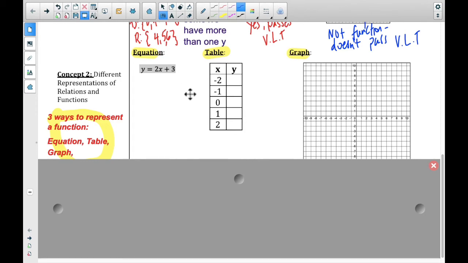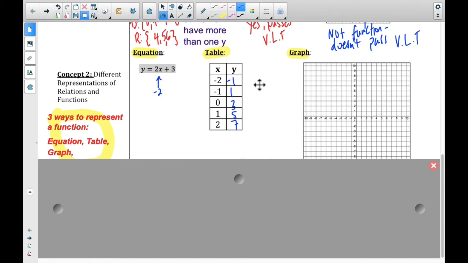That is a function. Let's take a second to fill in the table of how that would be a function. So if we plug in a -2 there, what would we get as an answer? Well, if we plug in a -2, it's going to give me -4 plus 3, that's -1. Okay, how about if we plug in a -1, what are you going to get? You get a +1, and then a 3, and then a 5, and then a 7.